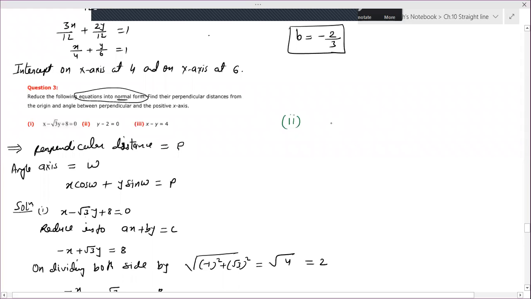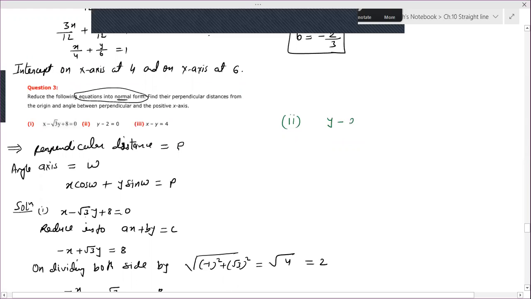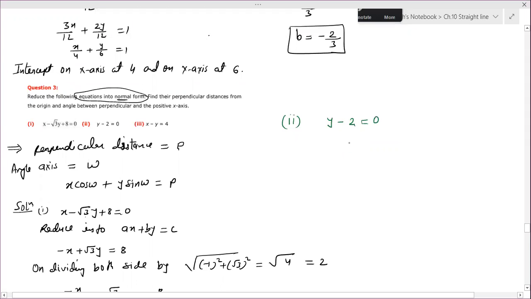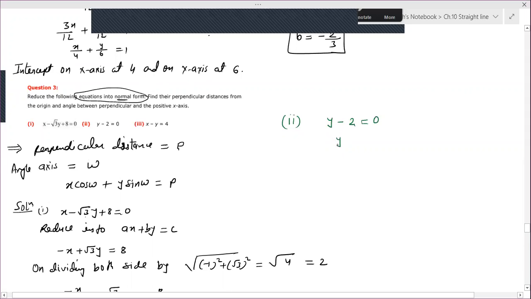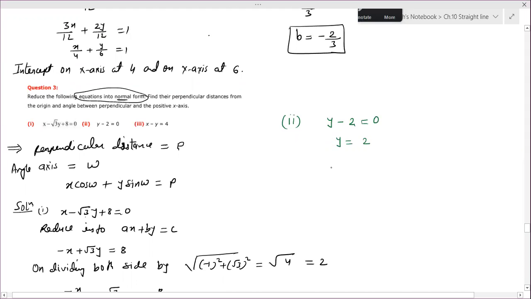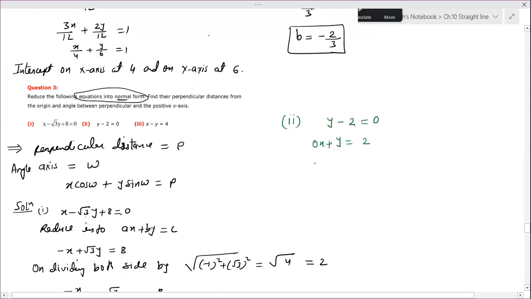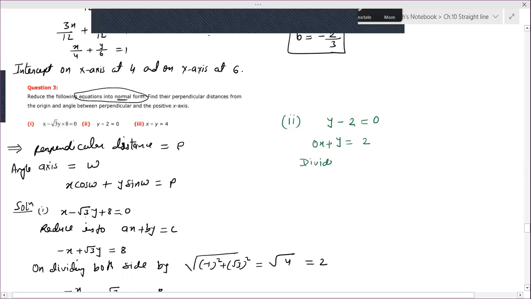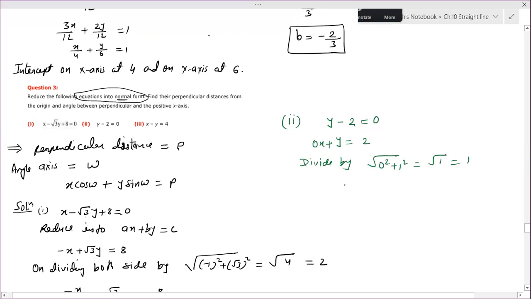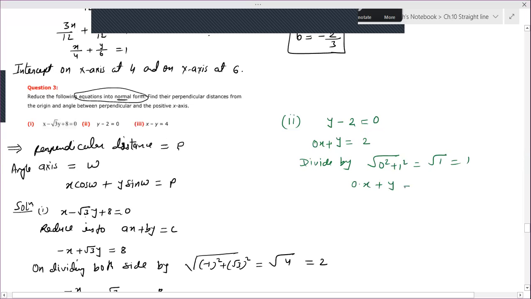So in question number 2, the variable x is missing. So first we will write in the standard form, that is y is equal to 2. Now we have to divide both sides. So we can write 0x plus y, and we divide by the square root of 0 square plus 1 square, that is root 1, which means 1. So there is no change in the equation. So now we can write 0x plus y is equal to 2.